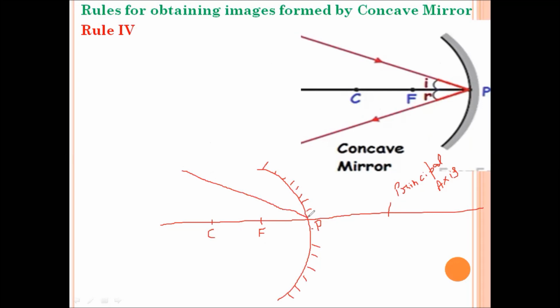Rule number 4 states that if any ray falls at the pole of the concave mirror, making an angle I, then it will reflect with angle R. Here, angle I is equal to angle R.